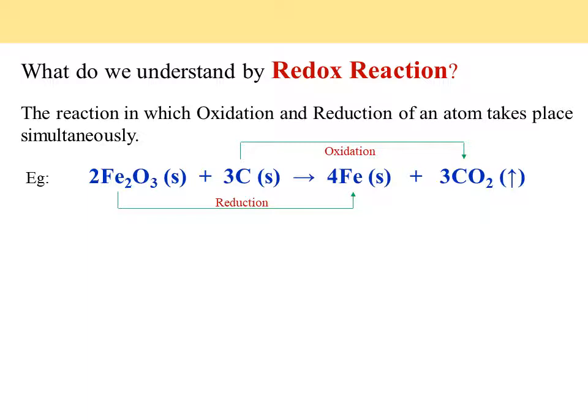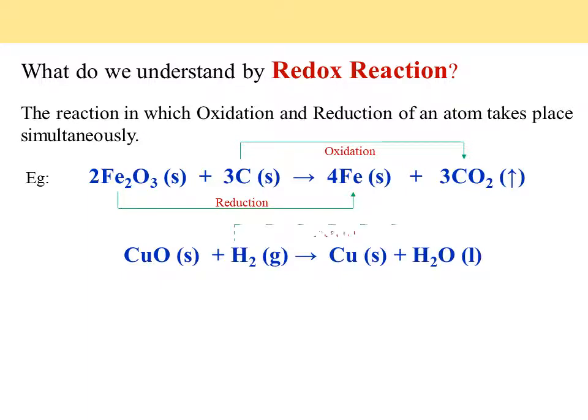Similarly, now another example over here: hydrogen is getting oxidized. So the oxidation process is accompanied with hydrogen, and with copper, reduction is going on. So copper is being reduced, whereas hydrogen is being oxidized. Now, if you notice one thing, both this oxidation and reduction are occurring at the same time.